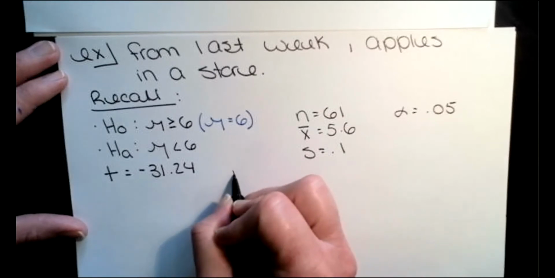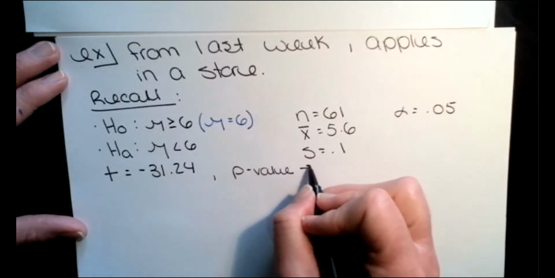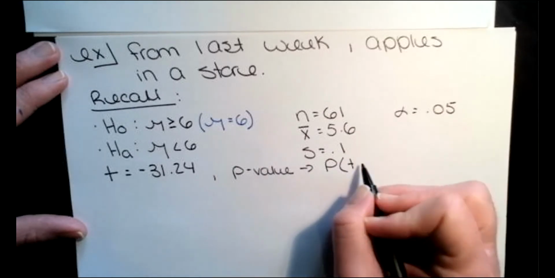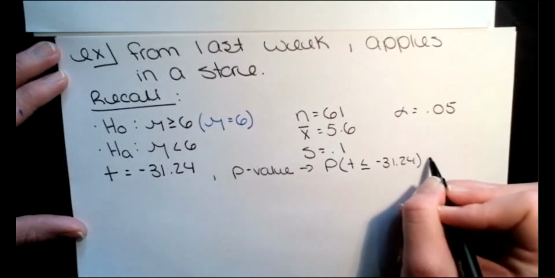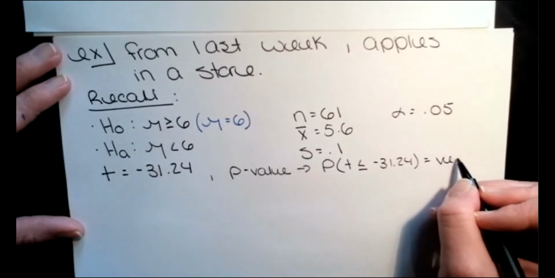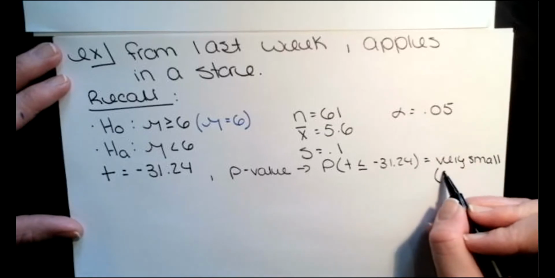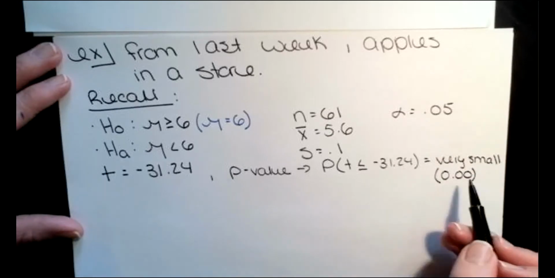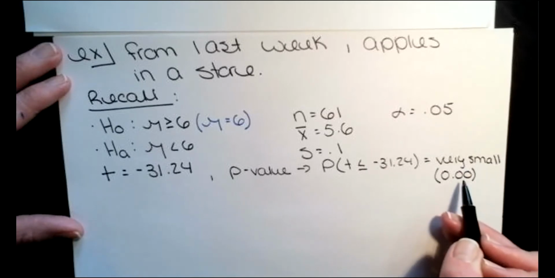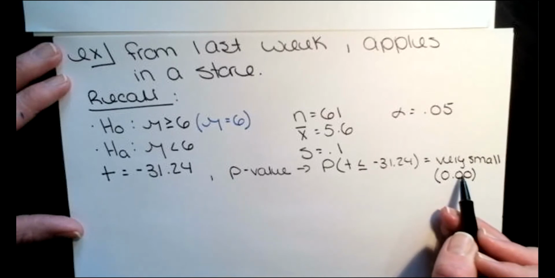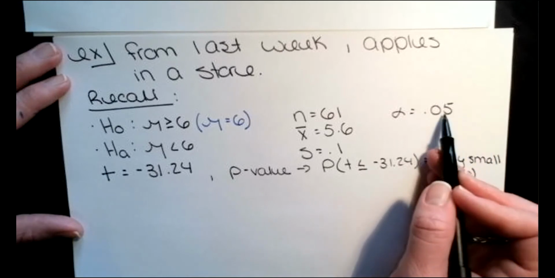Okay, so when we found the p-value, which was the probability that another t-value would be less than or equal to that negative 31.24, we found it to be very small. Remember, this is how we ended last class, and it looked like 0.00. We never report 0. We just always report it as very small. 0 means there's absolutely no chance it will happen, and that's not ever the case. It's just a very small probability. And when I say very small, it means it's smaller than 5%.